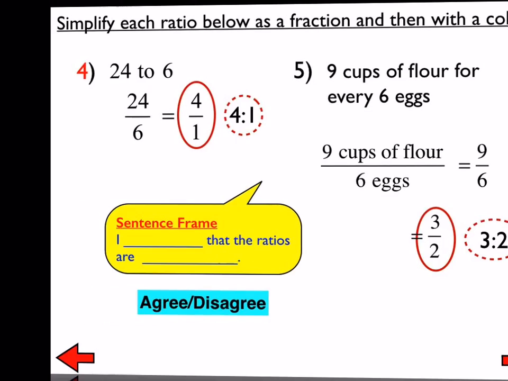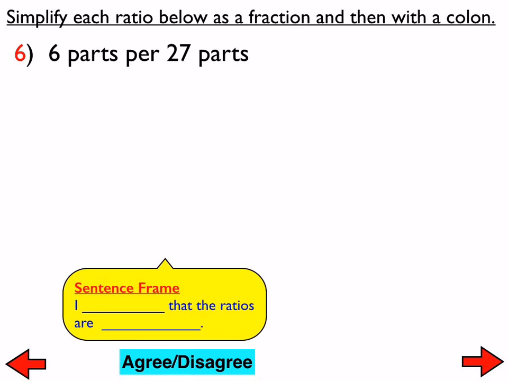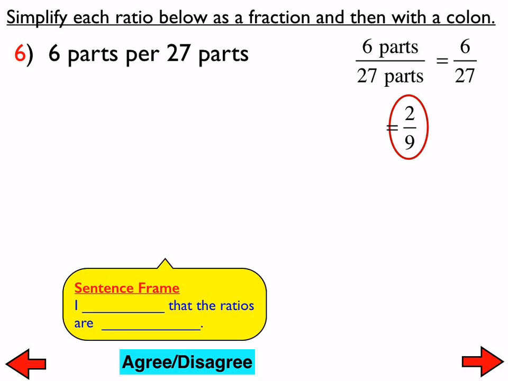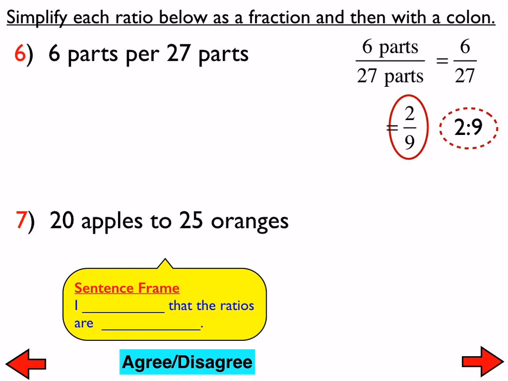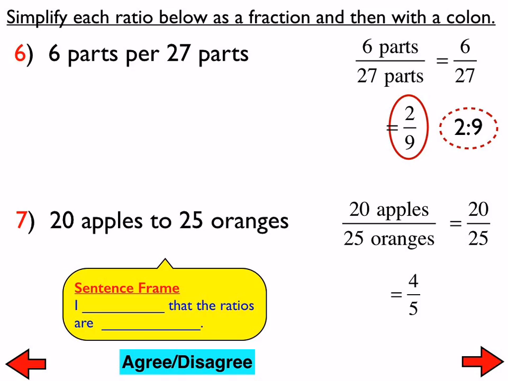Number 6. 6 parts per 27 parts. That would simplify to 2 over 9, and then with a colon, that's 2:9. And then our last one of this bunch, 20 apples to 25 oranges. As a fraction, that simplifies to 4 over 5, and then with a colon, that is 4:5. So that was a quick review of what we mean when we're talking about ratios.